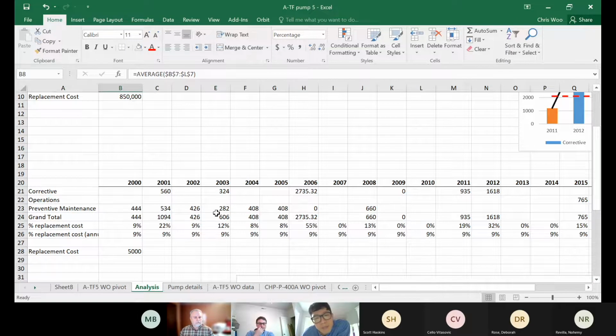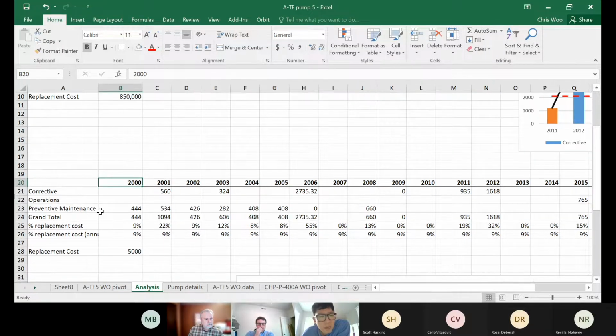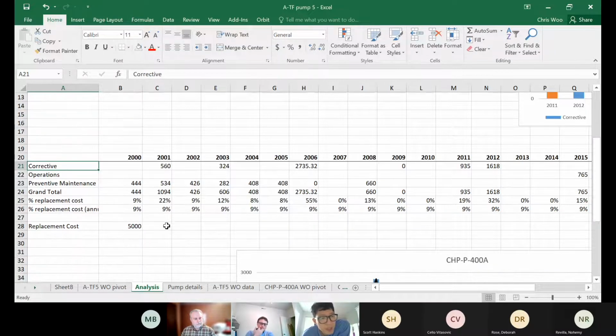And then the second pump, again, is that $5,000 sump pump from a pump station. This time I was able to get data from 2000 to 2022, about a 20-year span. I did the same analysis. This one had some operations work orders show up, but also I have preventive and corrective here.